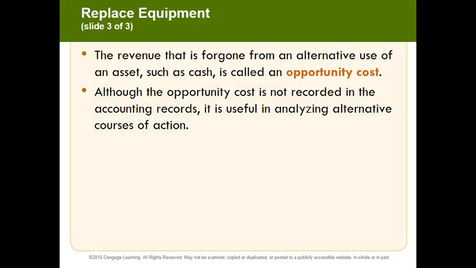The revenue that's foregone from an alternative use of an asset, such as cash, is called opportunity cost. So, this is something that we give up. And although opportunity cost is not recorded in our accounting records because it hasn't happened, it is useful to take into account when we're looking at the different courses of action.